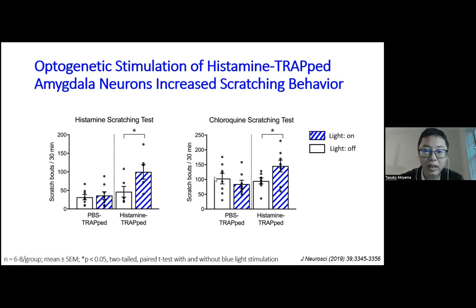Then next we used another itch-inducing chemical, chloroquine. First, we used the PBS trapped mice. By injecting the chloroquine, we see about 100 scratches, and with the blue light the number wasn't changed significantly. Next, we used the histamine trapped mice. Chloroquine induced about 100 scratches, and by delivering the blue light in addition to chloroquine, we now see an enhancement of the scratching induced by chloroquine.